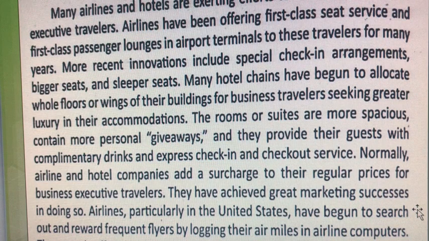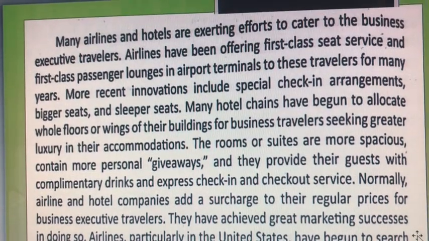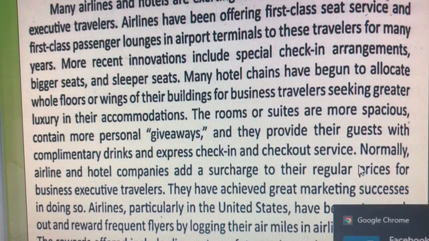Okay, so the rooms or suites are more spacious, contain more personal giveaways, and they provide their guests with complimentary drinks and express check-in and check-out service. Normally, airline and hotel companies add a surcharge to their regular prices for business executive travelers. So they have achieved great marketing success in doing so. Airlines, particularly in US, have begun to search out and reward frequent flyers by logging their air miles in airline computers. Rewards offered include discounts on future trips and sometimes even free trips.